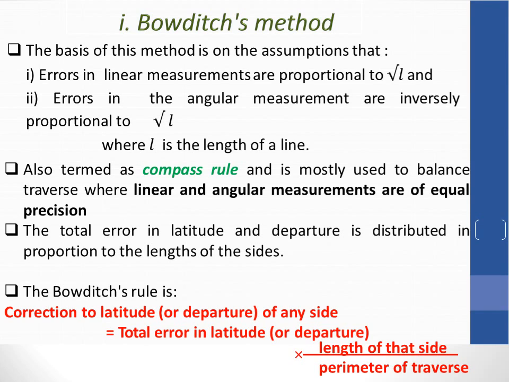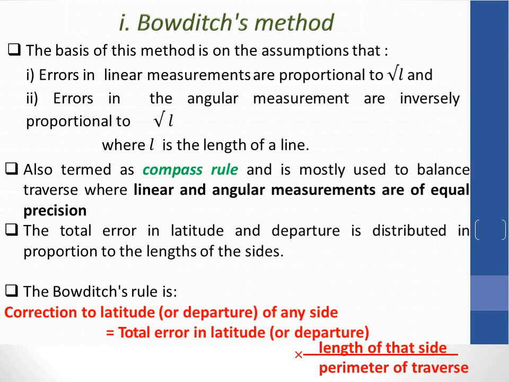Before that, the first two methods, that is Bowditch's and transit method, are analytical methods. We have certain computations or equations, and from that numerical calculations we are sorting it down. But the last two methods, that is graphical and axis method, are graphical methods. We are not computing or calculating anything, we are just drawing certain figures and solving the issue. So first two methods are analytical and the last two are graphical methods.